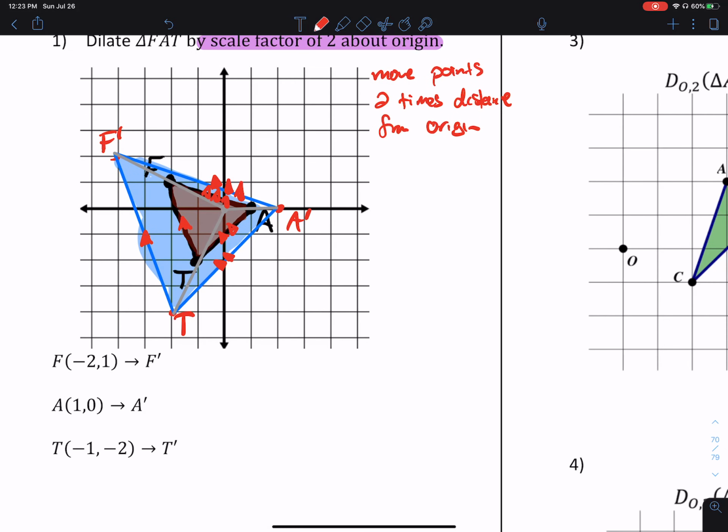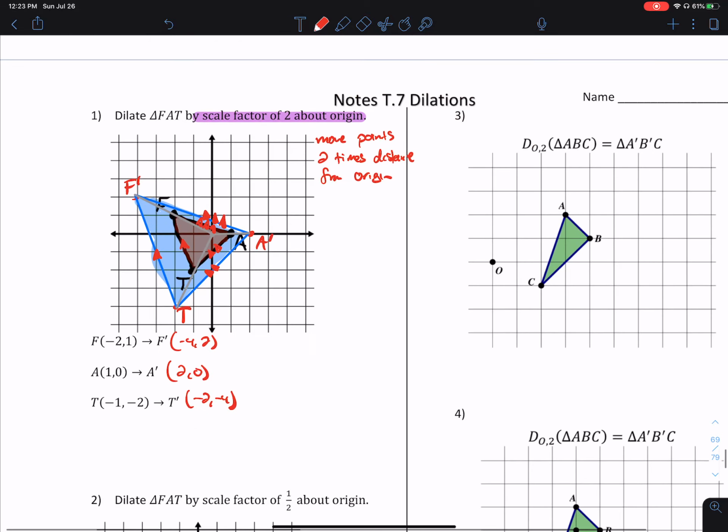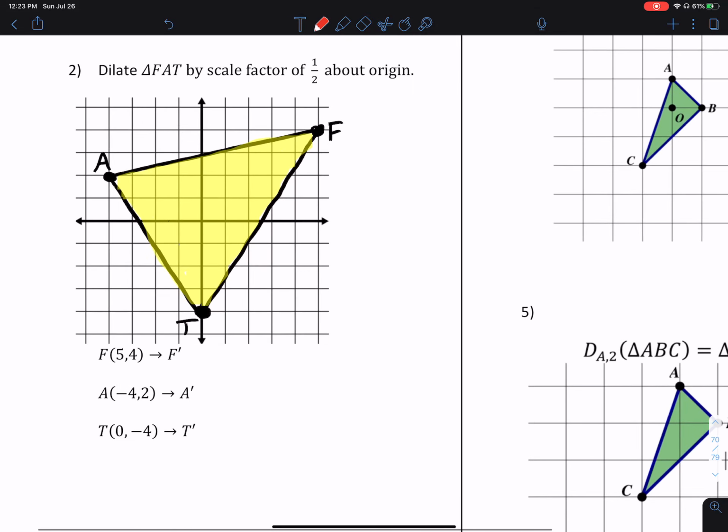How could we have done this algebraically? Well, a scale factor of 2 about the origin, we just take these ordered pairs and multiply each one by 2. So that's negative 4, 2. It's 2, 0. It's negative 2, negative 4. I just multiplied every number by 2. Check out number 2. Dilate triangle FAT by a scale factor of half about the origin.